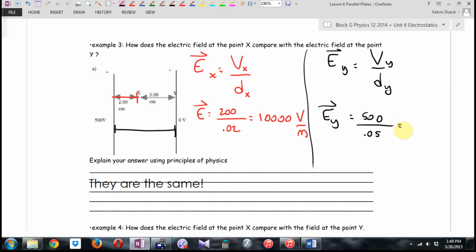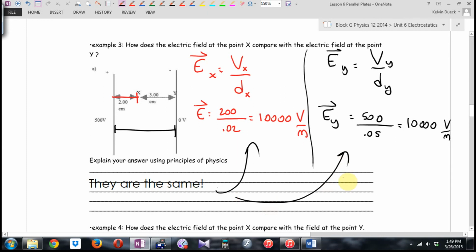I said to you I'd give you an intuitive explanation as to why the electric fields are constant and the same. Here's the mathematical explanation as to why the electric field's constant and uniform anywhere in these parallel plates. The electric field in this example is 10,000 volts per meter. It says prove it. There, you just did.